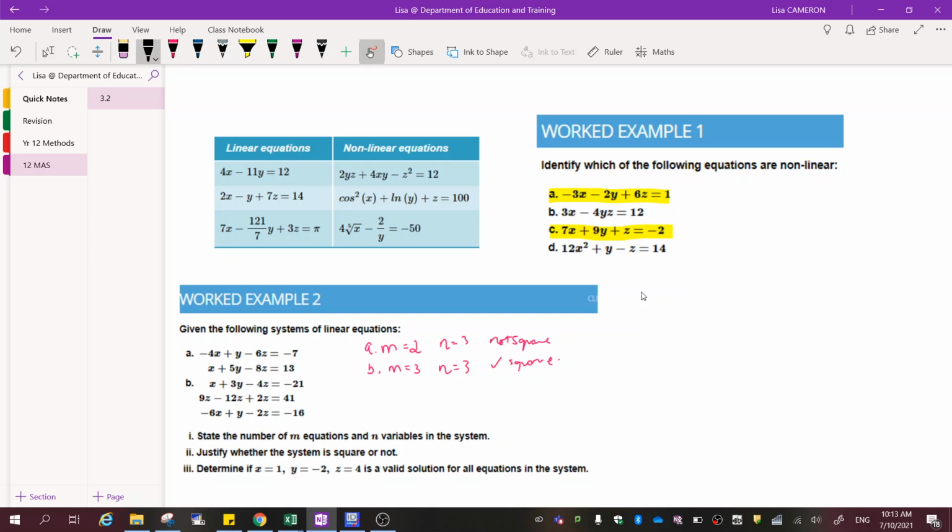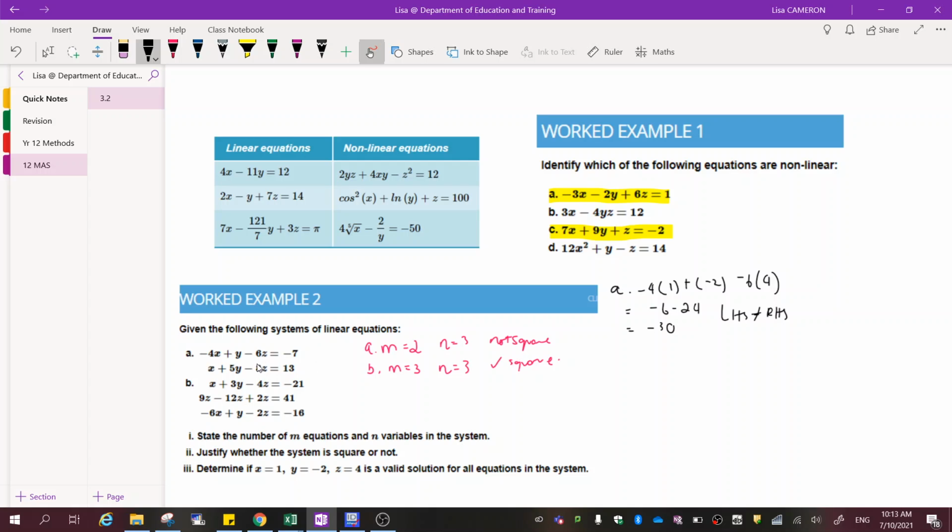So let's test the ones in A first. So -4, bracket, we're going to let x equal 1, plus -2, minus 6 of 4. So that's equal to -4 minus 2 makes -6. So -6 minus 24 is going to be equal to -30. So for that one, left-hand side is not equal to right-hand side. So it's not a valid solution.